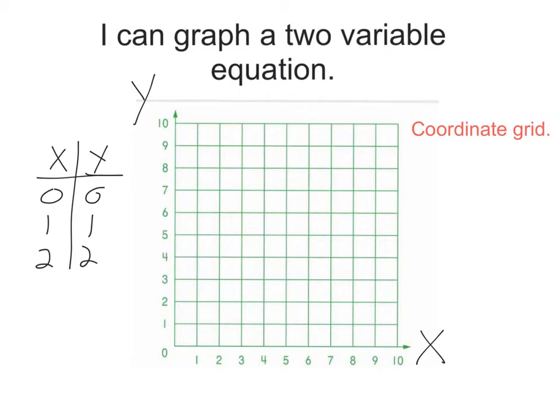Let's start out with an input-output table or a T-chart showing x and y. So if x is 0, in this case, y is also 0. I will come over here to the grid, and I will find that if x is 0, it's going to be on this line somewhere, and if y is 0, it's going to be on this line. Where they meet is where I put the point. So I plotted 0, 0. My next point is 1, 1.